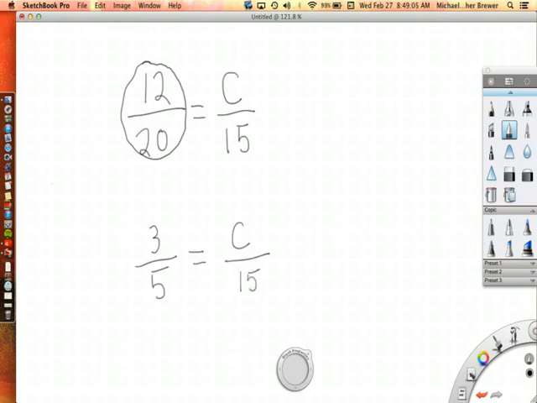The simplification process is dividing by the greatest common factor. Greatest common factor of 12 and 20 is 4. So I would divide top and bottom by 4. And that's how I would get my 3/5.